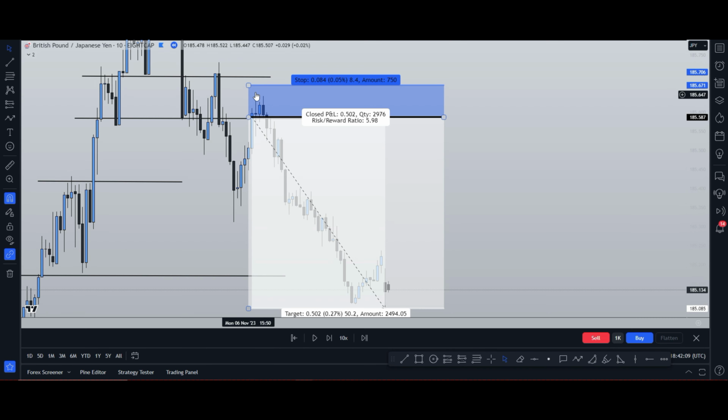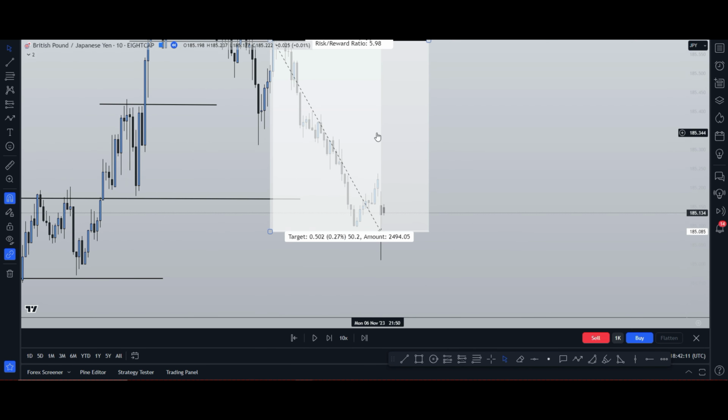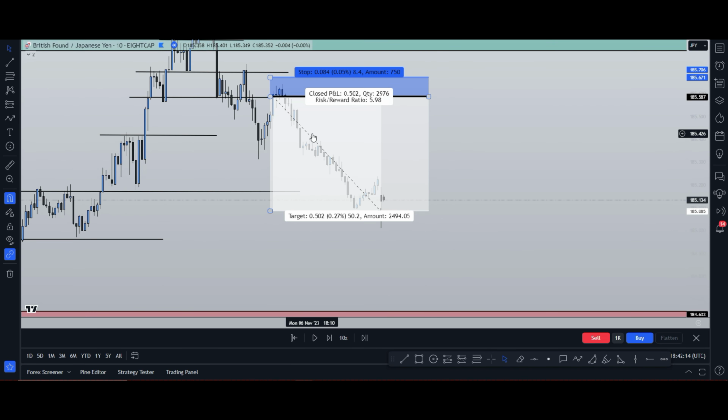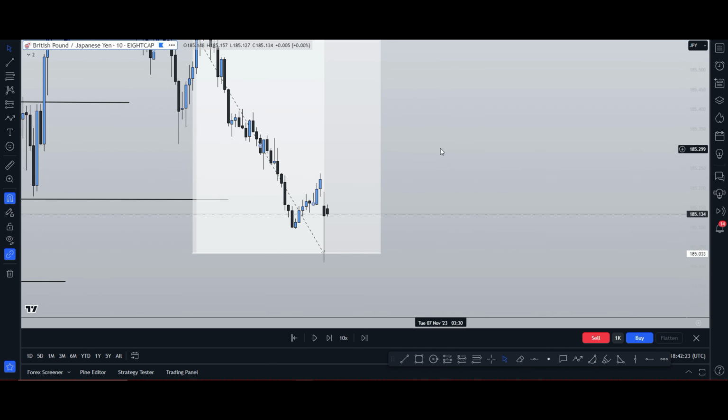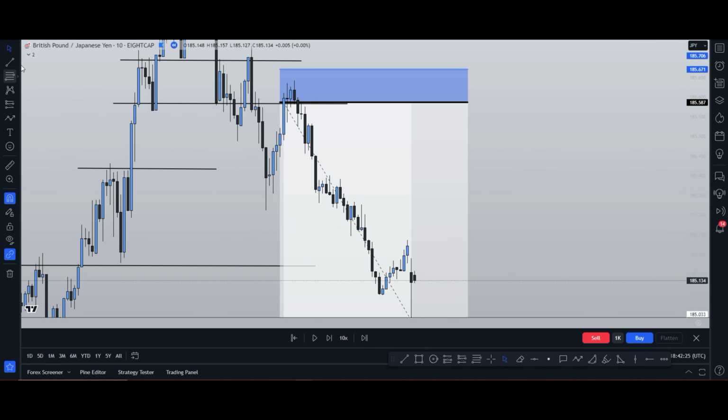above this wick rejection here, and price just tanks to give you another 1 to 6. Is it 5.98? Yeah, call it 1 to 6. Well, now it's 6.6.